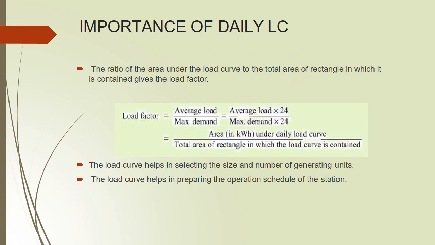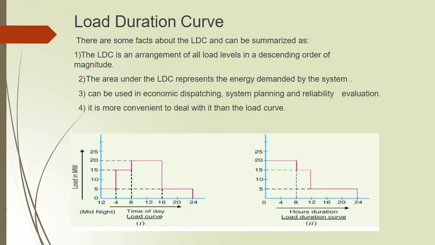The importance of the daily load curve is the load factor. It is the ratio of the average load to the maximum demand. The average load into 24 divided by the maximum demand into 24 is equal to the area in kilowatt hour under the daily load curve divided by the total area of the rectangle in which the load curve is contained. The load curve helps in selecting the size and the number of generating units. It helps in preparing the operating schedule of stations.